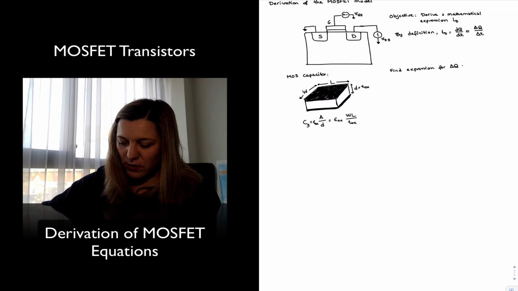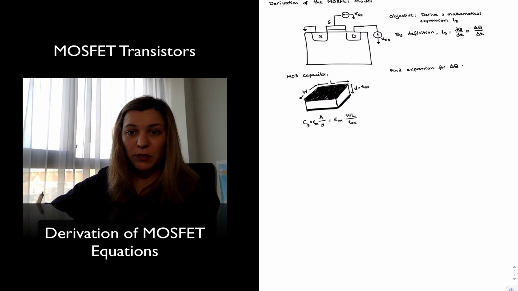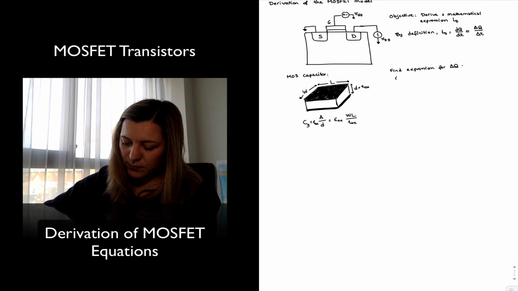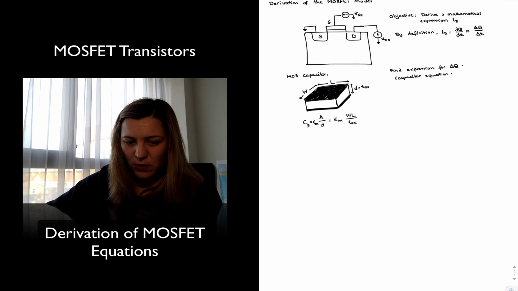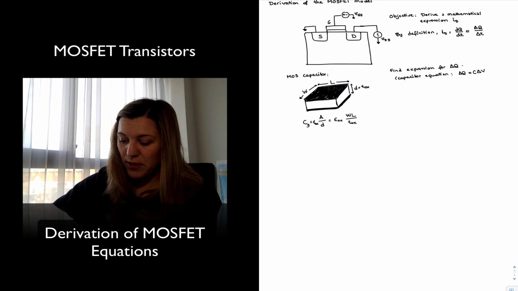All right, so my delta Q is going to be related to the voltage that I have applied, meaning my difference of charge is going to be related to the voltage that I have applied, and the relationship is determined by the capacitor equation, which basically tells us that the delta Q is related to the delta V, and the proportionality constant is the capacitance of the capacitor. I'm going to say delta Q equals C sub G delta V.